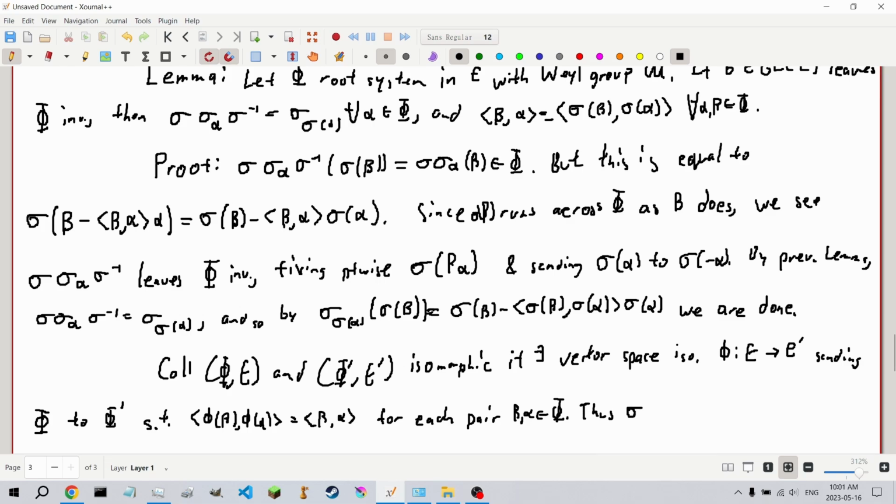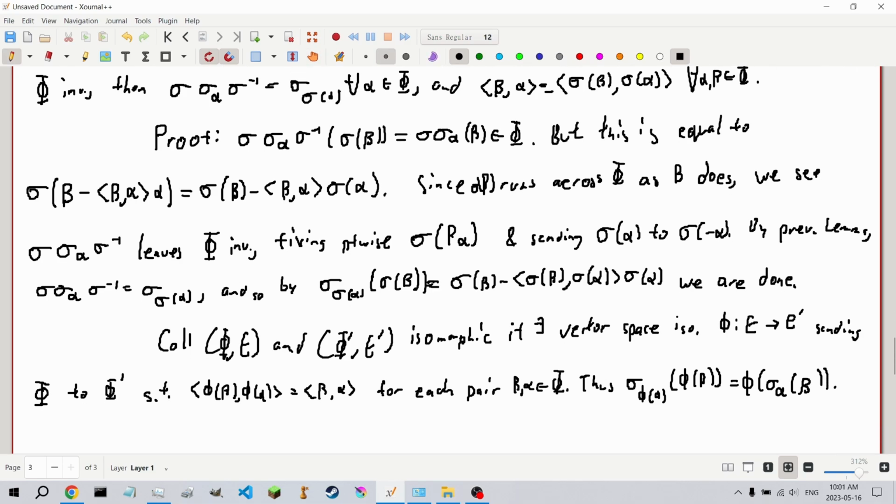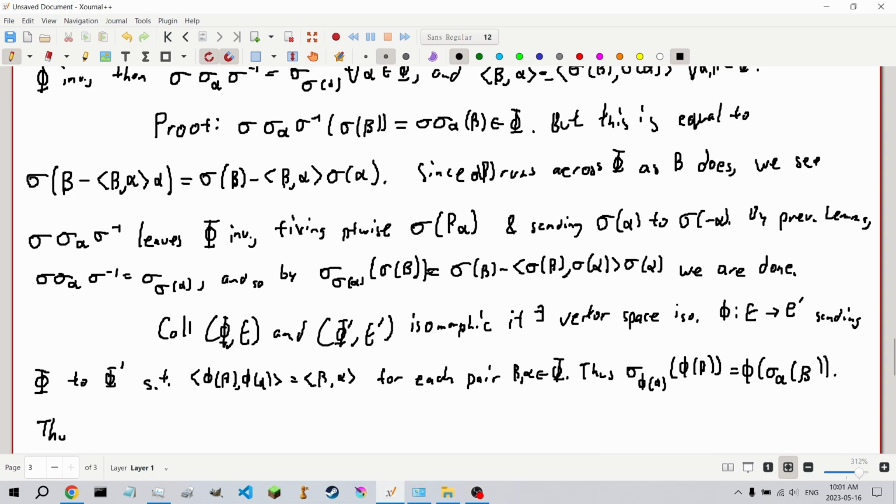Thus, the reflection generated by phi of alpha on phi of beta is phi of the reflection generated by alpha on beta. Thus, this induces an isomorphism sending sigma to phi of sigma of phi inverse of Weyl groups.